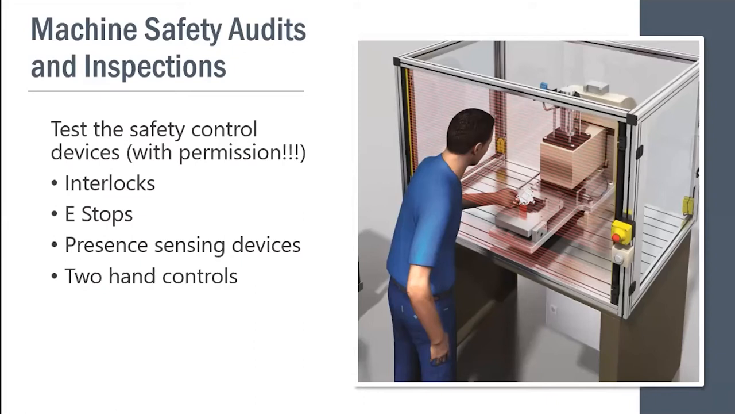Some of the things we're going to look at and test: do the interlocks work? Do the e-stops work? Do the presence sensing devices work? Do the two-hand controls work? Because I've seen this countless times. "Oh yeah, that door has an interlock." Okay, show me that it works. Will it function if we leave the door open? It's surprising how often that actually happens. So again, another critical part in doing a machine safety assessment: test those safety control systems, make sure they do work.